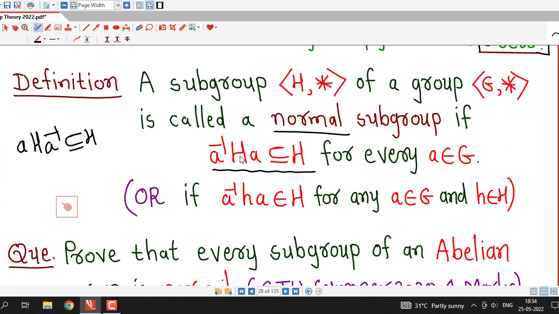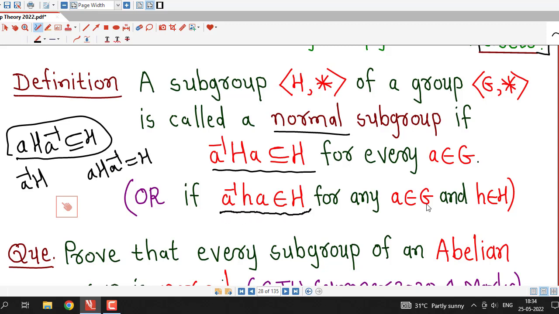So either we write A inverse H A is a subset of H, or A H A inverse is a subset of H. Then both are equivalent, and we can write equality also: A H A inverse equal to H. And another form is if we take any element A of group G and any element h of subgroup H, then A inverse h A is an element of H, or A h A inverse must be an element of H.